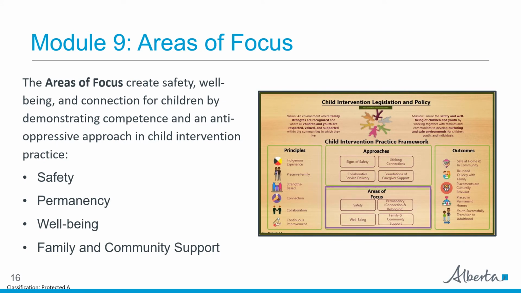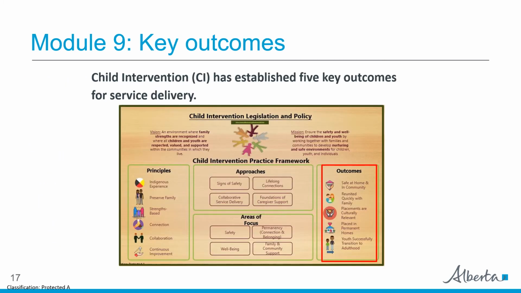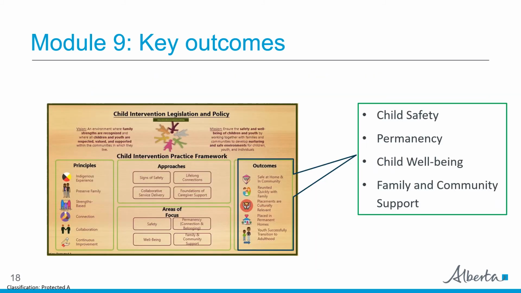Module 9, Areas of Focus. The areas of focus create safety, well-being, and connection for children by demonstrating competence and an anti-oppressive approach in child intervention practice: safety, permanency, well-being, family and community support. Module 9, Key Outcomes. Child intervention has established 5 key outcomes for service delivery: child safety, permanency, child well-being, family and community support.